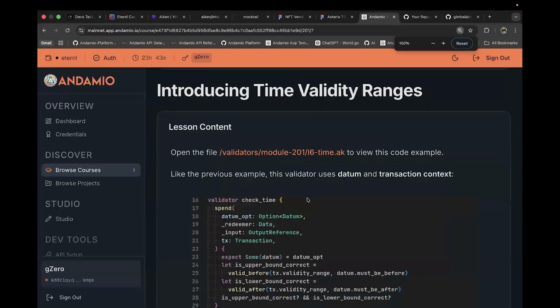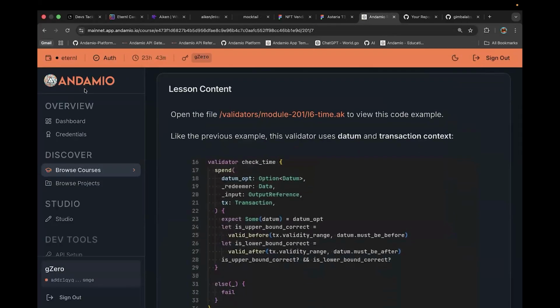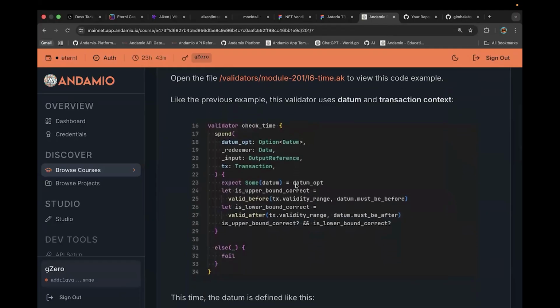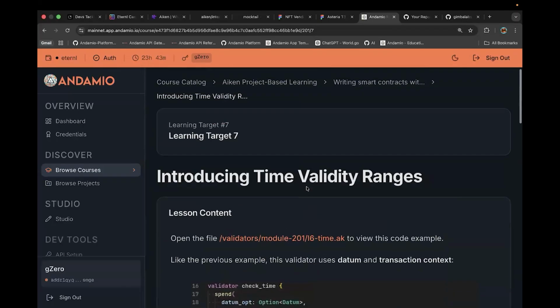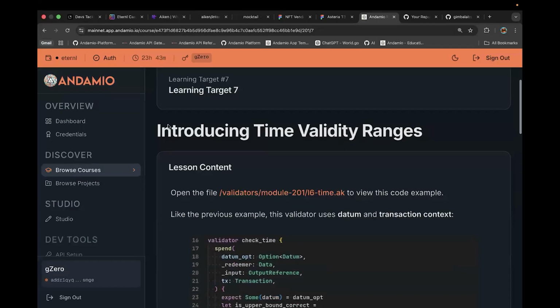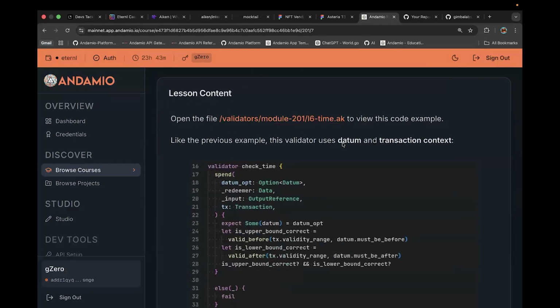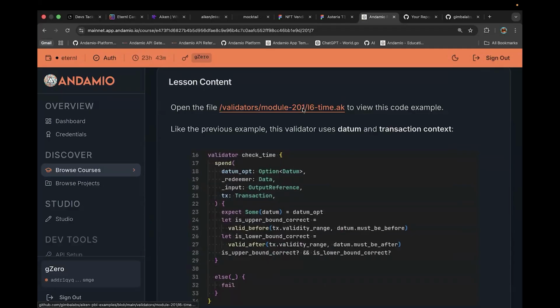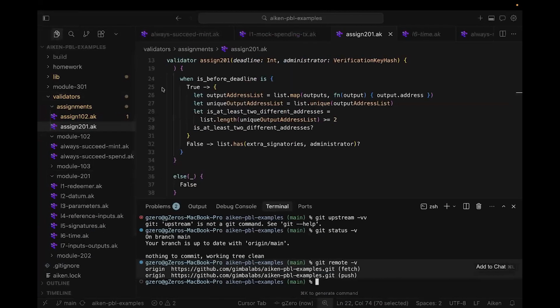Newman, do you want to quickly go through this, or would you like me to? Yeah, just in the interest of speed, go for it. Okay, so the lesson is in Aiken PBL, hosted on the Andamio platform. It's called Introducing Time Validity Ranges. There is a code example in module 201. Let's open that module, and I could share that link.